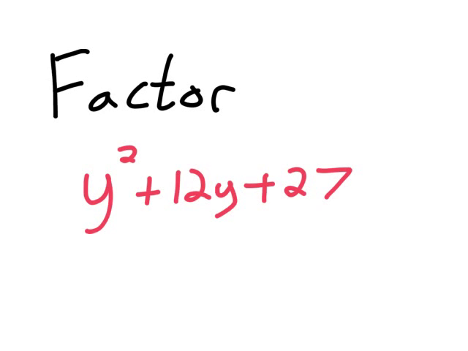We call this a trinomial because there's three terms. There's three numbers separated by plus or minus: y squared, 12y, and 27. So we're trying to factor this trinomial.